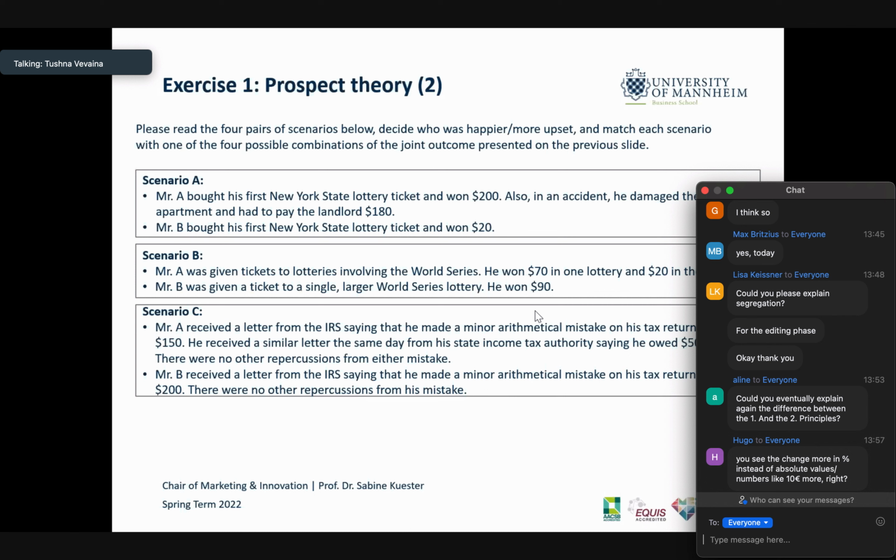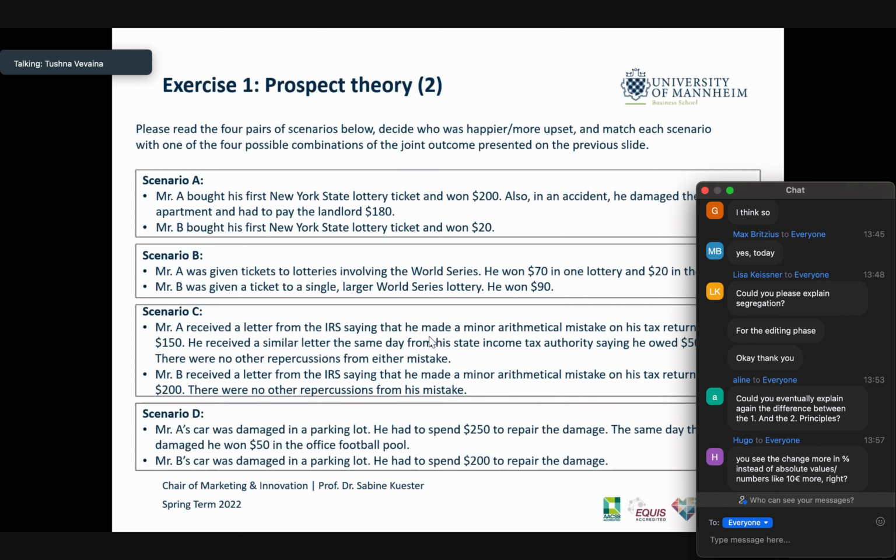Now, assuming most of you went through the scenarios, does anyone want to unmute and give the answer for what type of scenario A is, and who's happier, A or B? Does anyone have the answer? Mixed gain and then Mr. B. Exactly. So your answer is absolutely right.